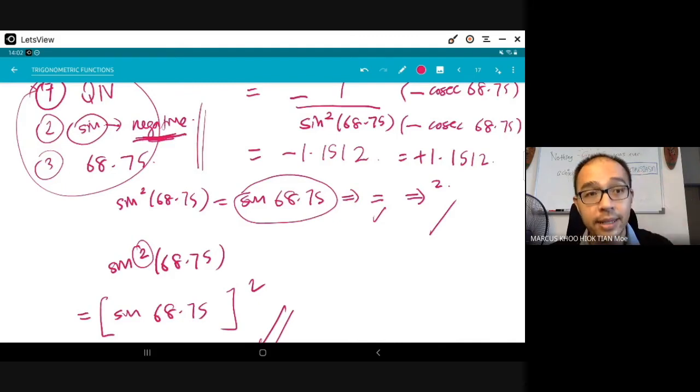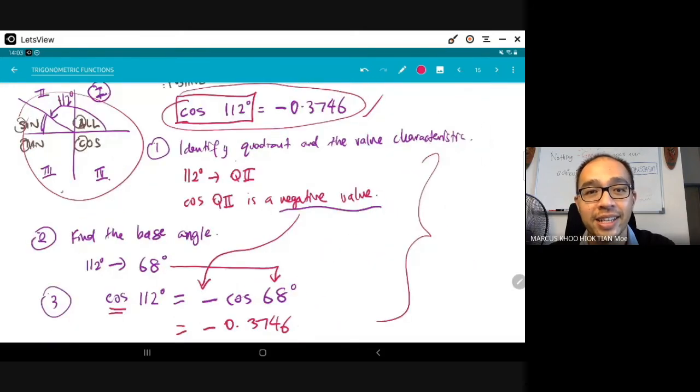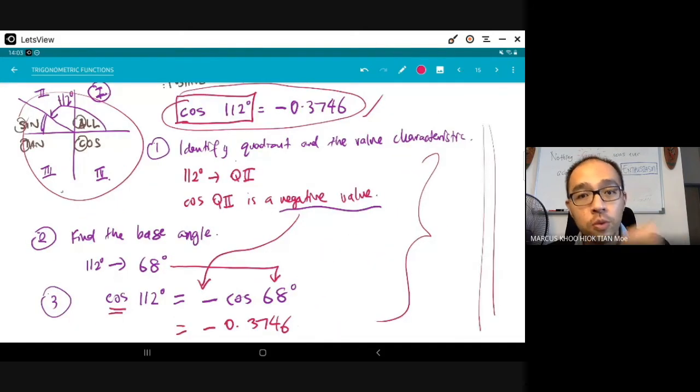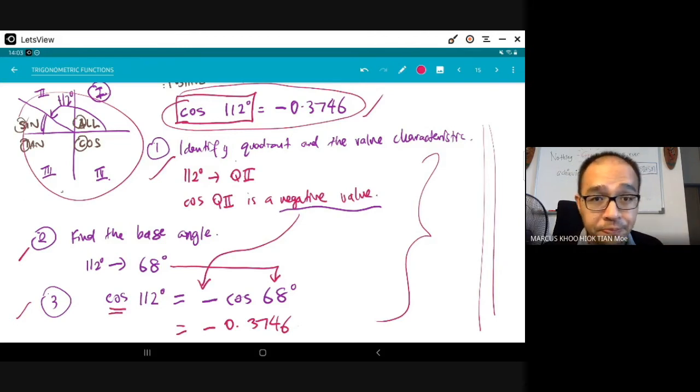Okay, but as I said, it takes practice. Okay, so these 3 steps, commit this to memory and practice it a lot. Identify the quadrant, tell me whether it's negative or positive value. Find the base angle, and then combine it all together. Use these 3 steps to help you.